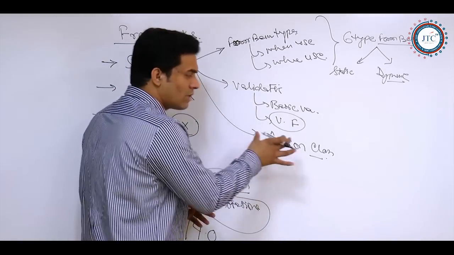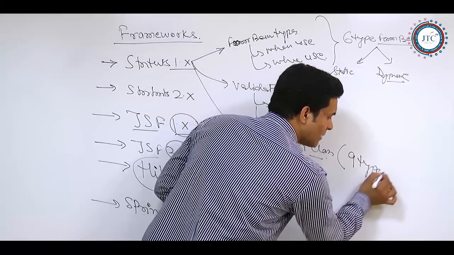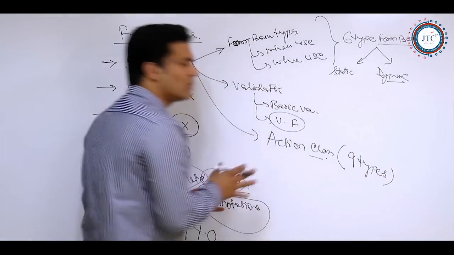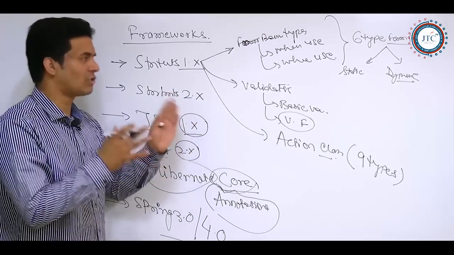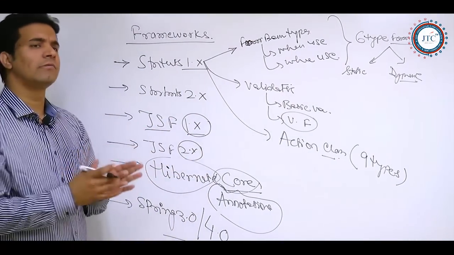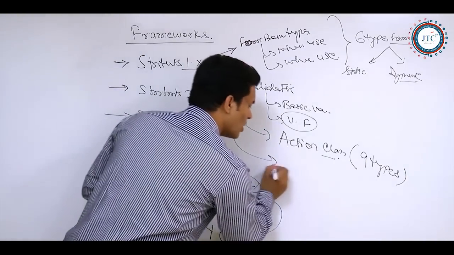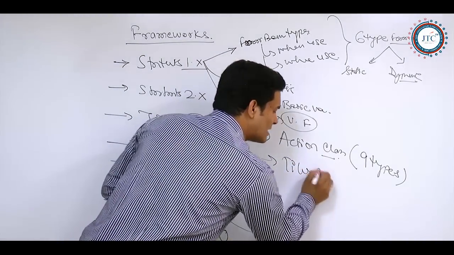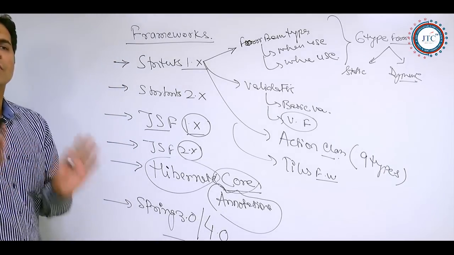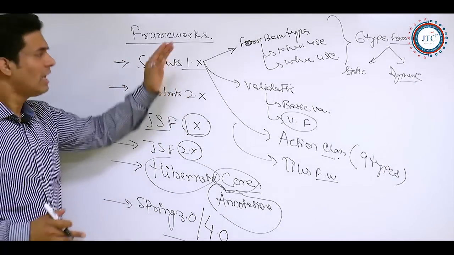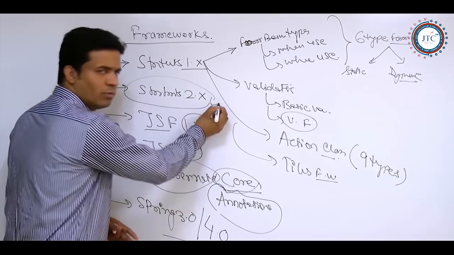Again, when we talk about action classes, these action classes are of 9 types. We'll discuss all the different types of action classes, form beans, validations, and in that we're also going to discuss the Tiles framework, right? Everything we discuss, and corresponding to the same topics, we are going to discuss in the case of Struts 2.